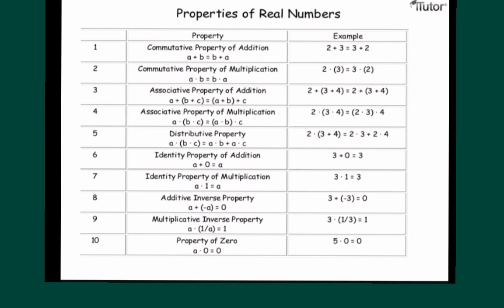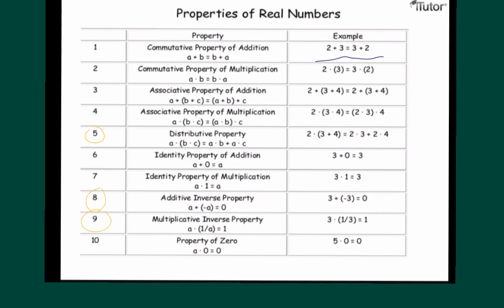Here are the properties for addition and multiplication. Numbers 5, 8, and 9, we're not going to be discussing today. We'll learn those later on. But let's talk about each of these properties. The first one is the commutative property of addition. This means no matter how you switch an addition problem, the answer is always going to be the same. Here is the example: 2 plus 3 equals 3 plus 2. No matter how the numbers switch, the answer will still be the same. 2 plus 3 is 5, 3 plus 2 is 5.